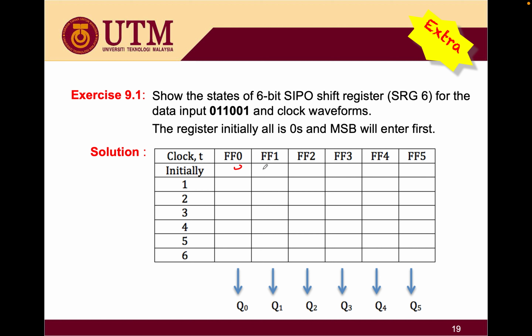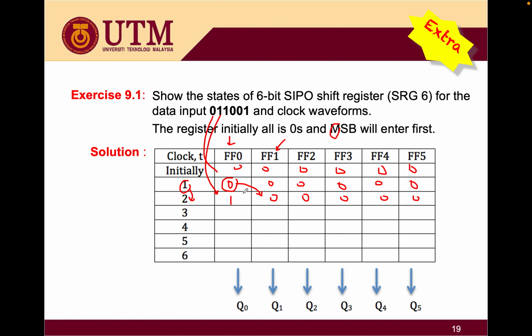So initial is going to be 0, 0, 0, 0, 0, 0. First is mentioned it's going to be the MSB. So on the first clock only the first flip-flop will be affected. So the first flip-flop is going to take the value here, which is 0. The rest also remain as 0, 0, 0. Why is it not affected? Because it is only the first cycle. Second cycle, what will happen? This value will be shifted to the next flip-flop 1. And the second bit here will be put at flip-flop 0. So here will be 1. This is the value of 0, 0, 0, 0, 0. The rest still remain the same.